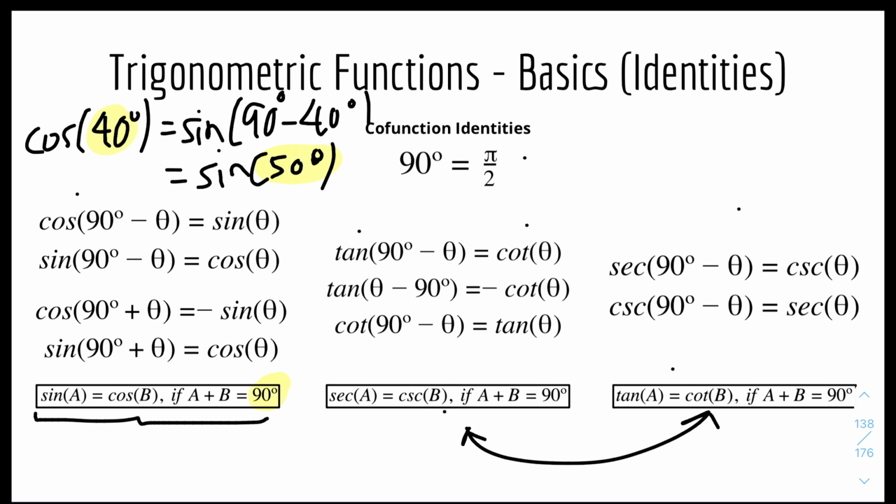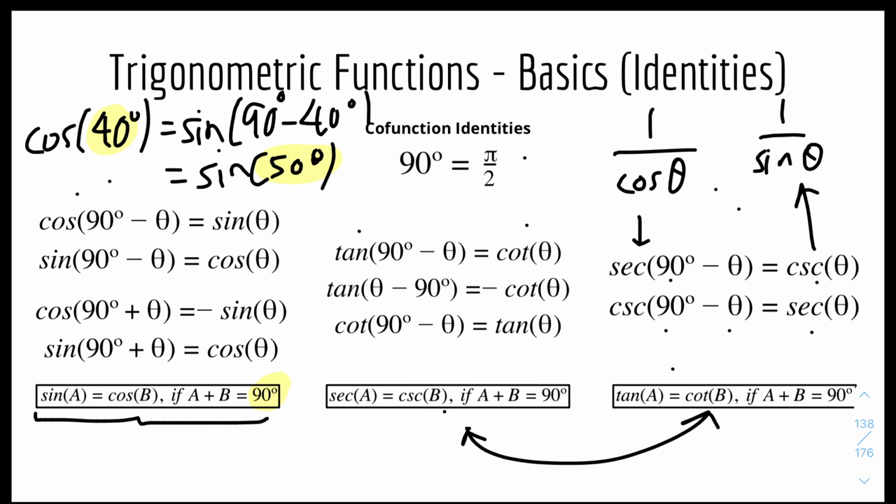And for the last one, sec and cosec, it's basically the same as the two previous ones, where 90 degrees minus theta will be equal to this, and 90 degrees minus theta will be equal to this. Because we know that sec, secant, is 1 over cos theta, and cosec, cosecant, is 1 over sine theta, and this basically relates to the first one. So the third one and the first one are basically the same.